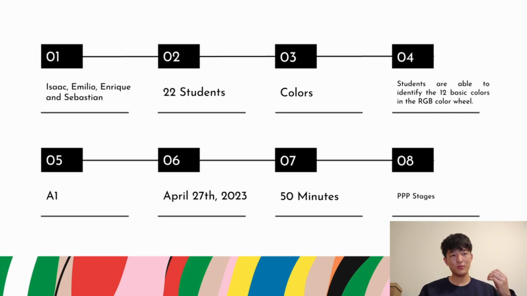And the objective will be that the students are able to identify the 12 basic colors in the RGB color wheel. The level of English we're going to be teaching is A1, which is just vocabulary, it's very simple. The date is April 27th, 2023. And the duration or length of the lesson will be 50 minutes. And as I mentioned before, here comes the PPP stages.